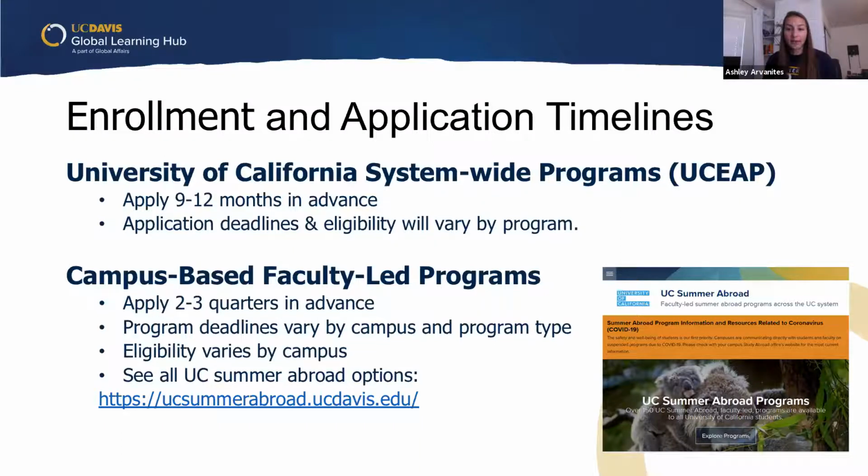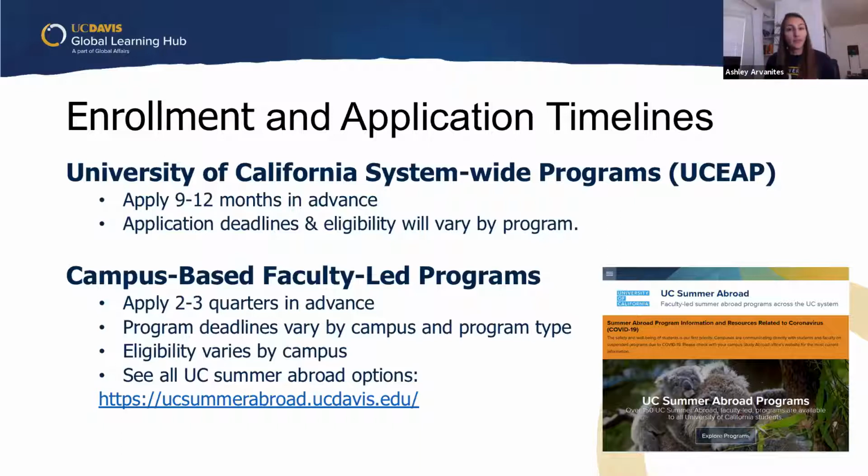The reason behind this is that UC EAP is working with different universities. So there's a few more steps there. Just for that same reason, there are very different application requirements, eligibility requirements, as well as application timelines. But keep that in mind if you're thinking about UC EAP, 9 to 12 months in advance.